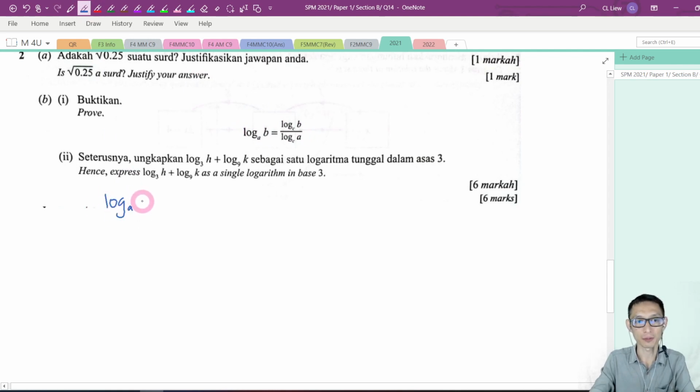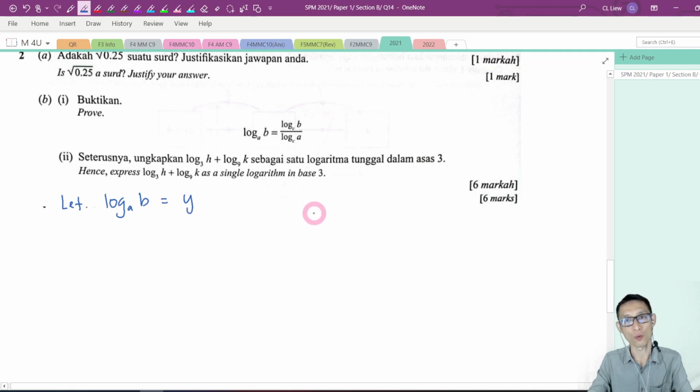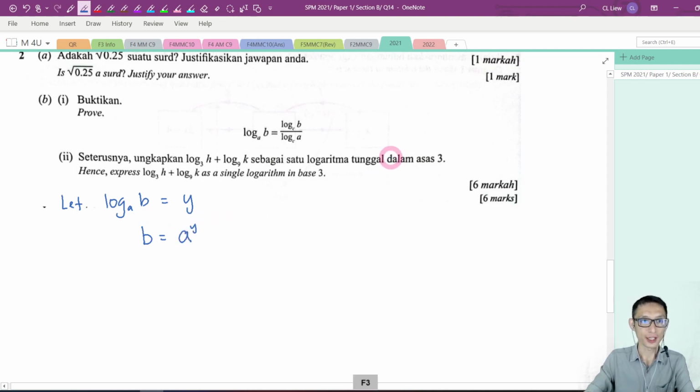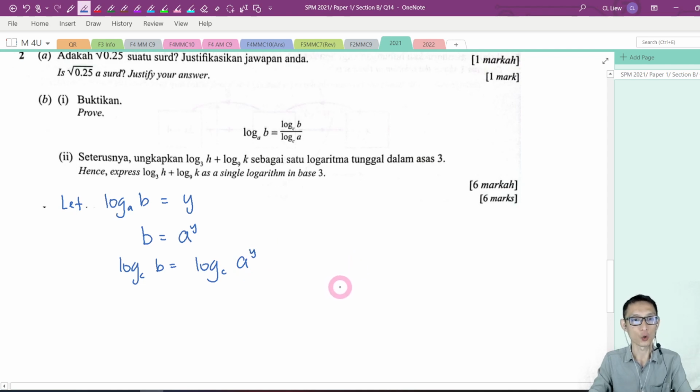Log base A of B. Okay, I just let log base A of B is equal to y. From here, B is equal to A power of y. Next step, I'm going to add log base C to both sides. Log base C of B is equal to log base C of A power y. Okay, so how to proceed? The y I'm going to bring down here.